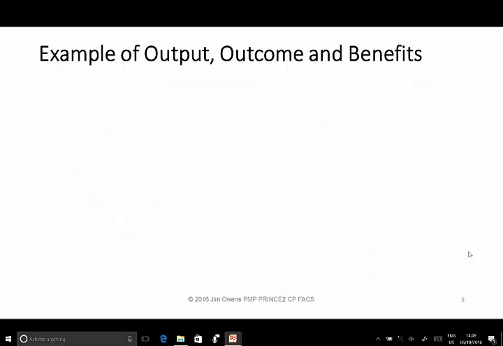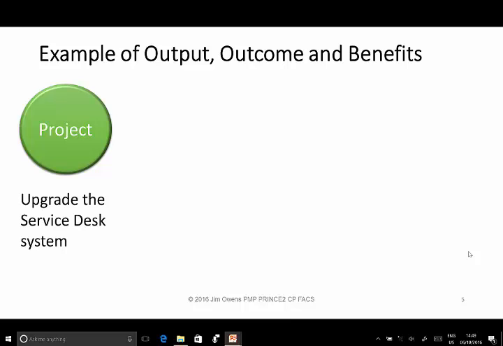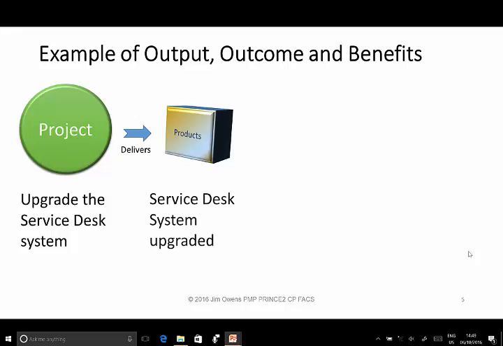Suppose we have a project, and that project will upgrade the service desk system, and the project delivers a product which is the output of the project. And the product of the project is obviously the service desk system upgraded. Note that the service desk system upgrade is not an outcome, nor is it a benefit. An outcome is merely an enabler. There are no outcomes produced until people start actually using the output.